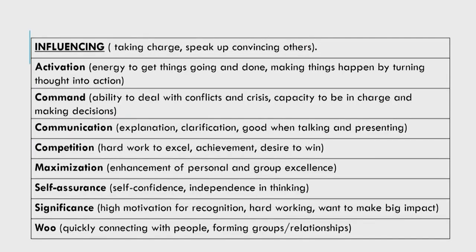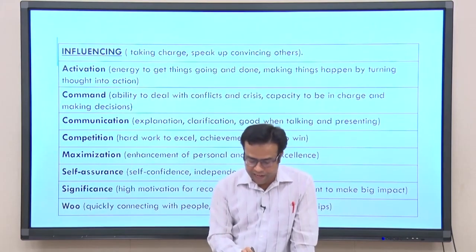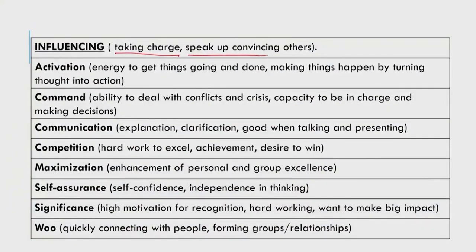Then the next category or domain is influencing. Influencing is about taking charge and speaking up convincingly to others. So, influencing is how you can influence other people and make an impact on them. It includes the ability to take charge of the situation and speak convincingly to other people. These are some of the important ideas associated with influencing. There are many strengths associated with influencing. Some of them are here. According to them, these are important strengths associated with influencing.